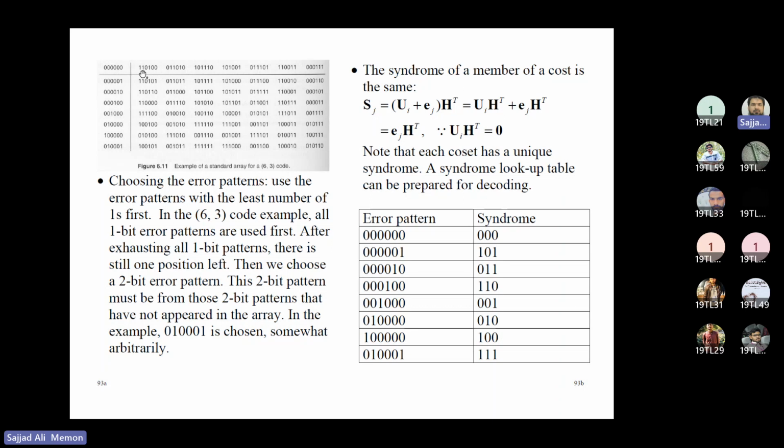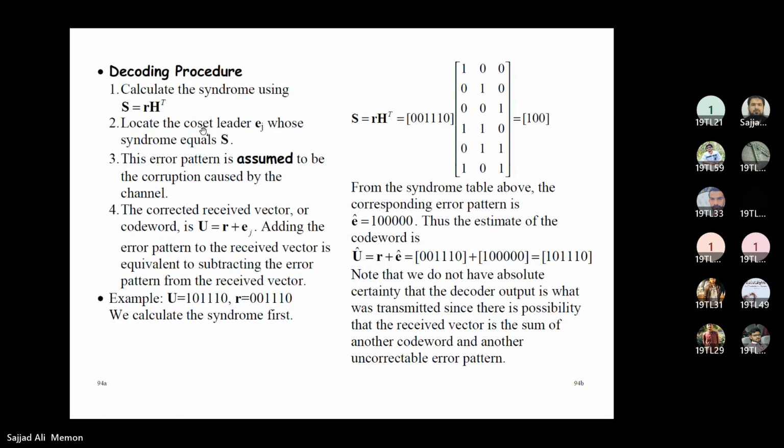Like this is a particular code word, 110100. So this is a code word. If this error is added in this code word, then it will look like 110101. If this error is added in this particular code word, then it will look like this. So the patterns after adding the error to the correct code words are also given here. Then we have the decoding procedure.